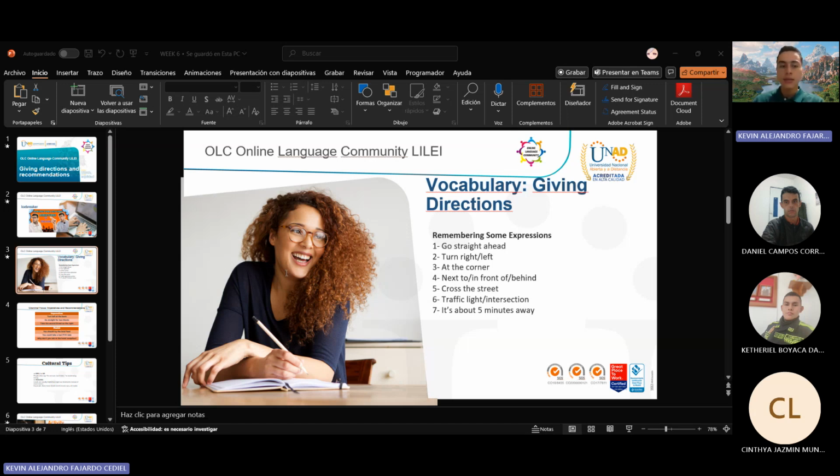The next expression is cross the street. The meaning of this is when someone goes from one side of the street to the other. So, for example, the pharmacy is across the street. It's behind the hospital across the street.